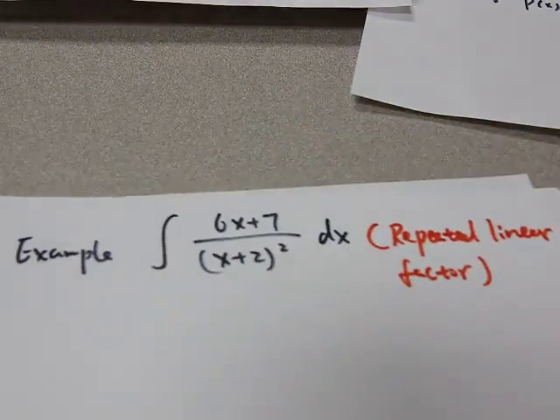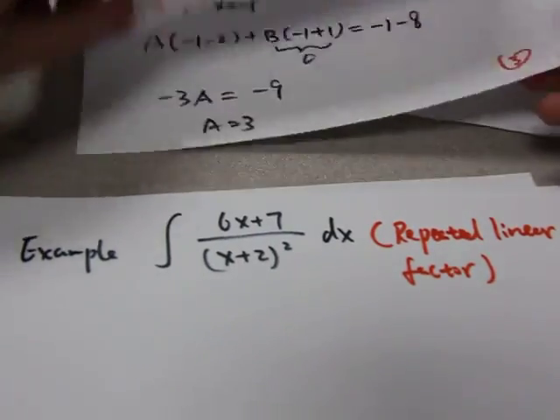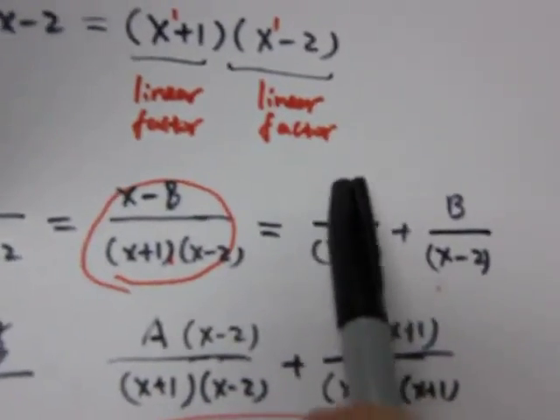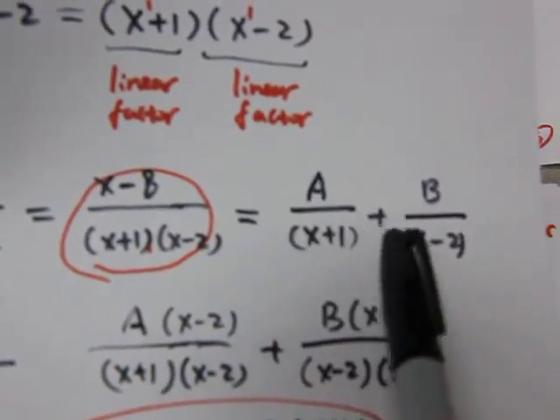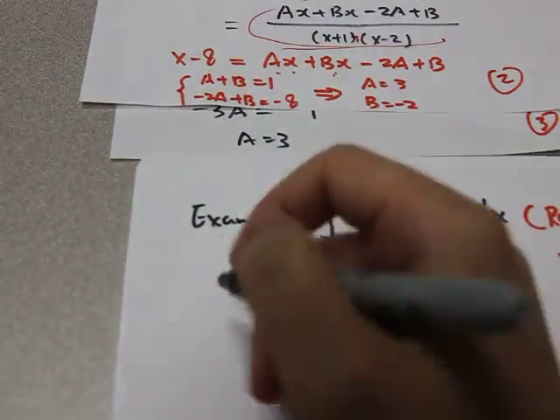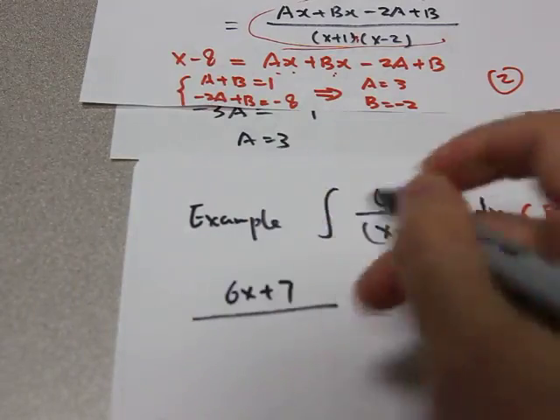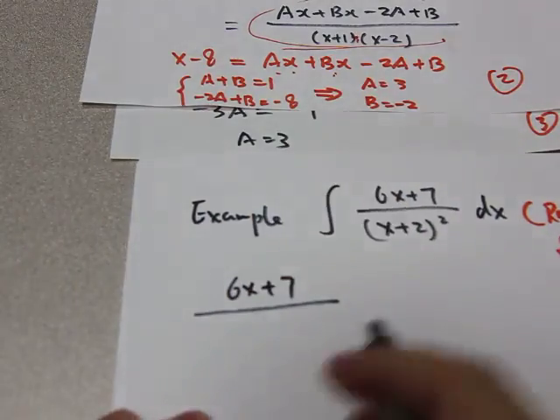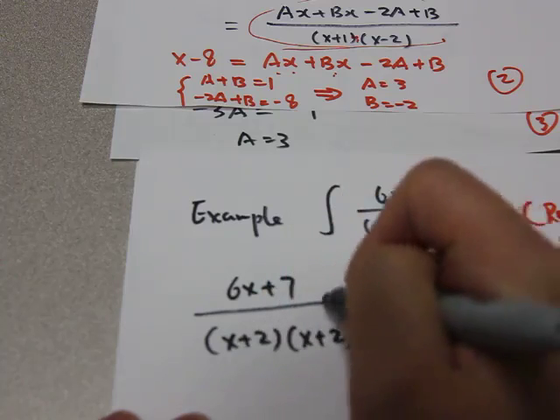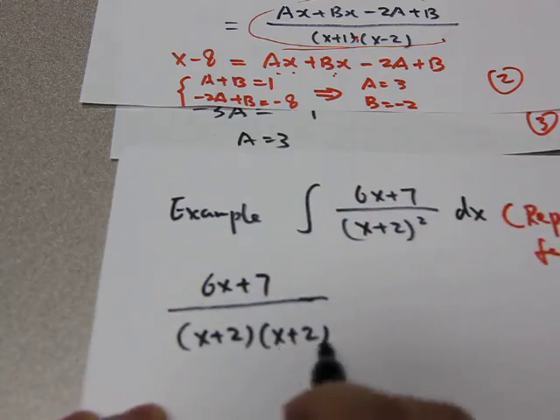And when the factor is repeated, we cannot do it this way. We cannot let this be A over one factor plus B over another factor. Why? I can show you this. Say over here we have (6x + 7) over (x + 2) times another (x + 2), right? The factor is repeated twice.